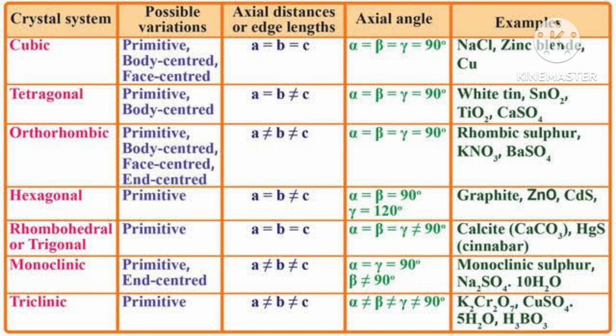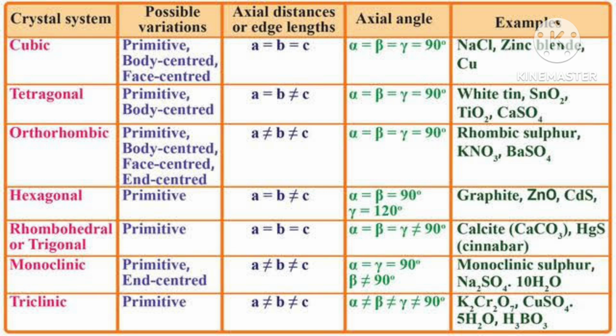Alpha and gamma, and beta is not 90 degrees. That's why, as I told you, the sides are A, B, C everywhere, but they differ sometimes in sides, sometimes in angles. What is its example? Monoclinic.